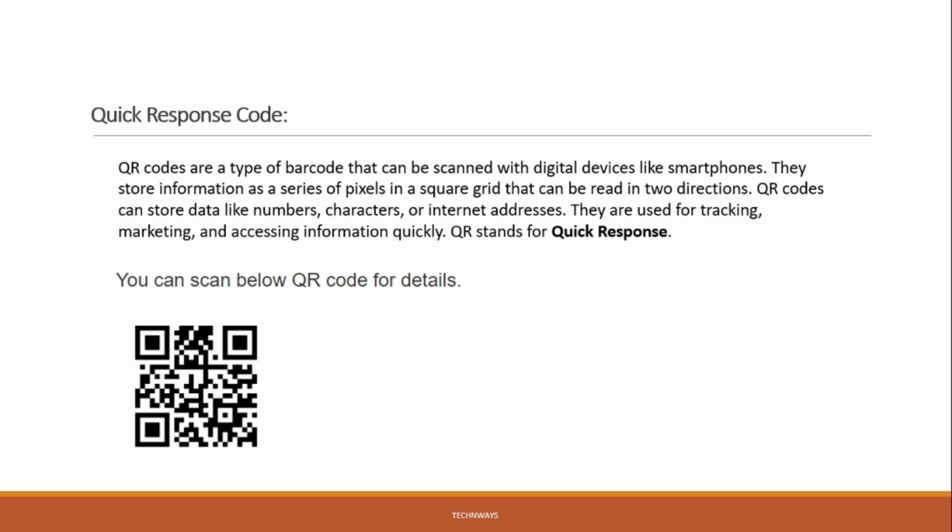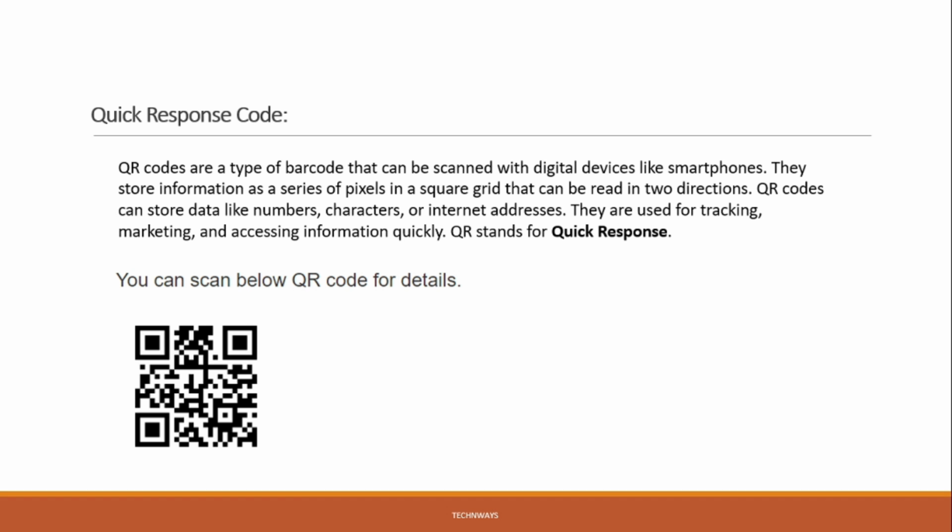So basically QR code is a quick response code. QR codes are a type of barcode that can be scanned with digital devices like a smartphone or a scanner, and they store information as a series of pixels in a square grid that can be read in two directions.